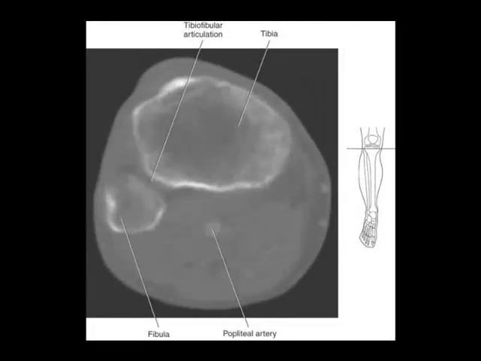This is an axial CT scan obtained at the level of the proximal tibio-fibular articulation. Besides the bony anatomy of the tibia and fibula, the only structure clearly visible is the popliteal artery, located just posterior to the tibia.